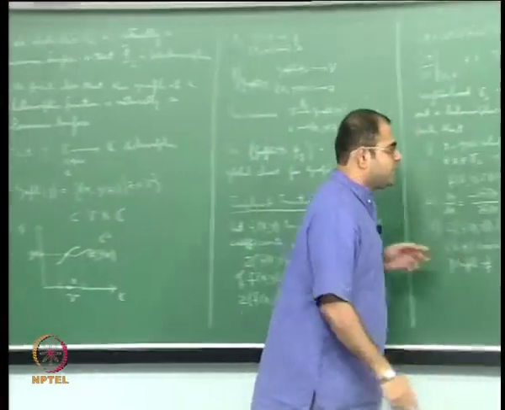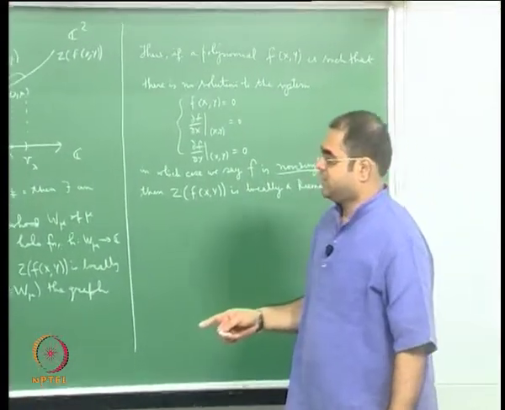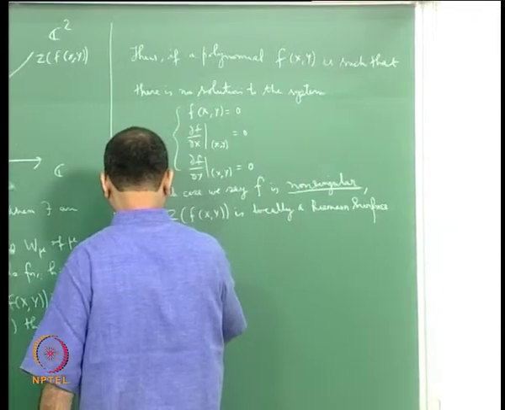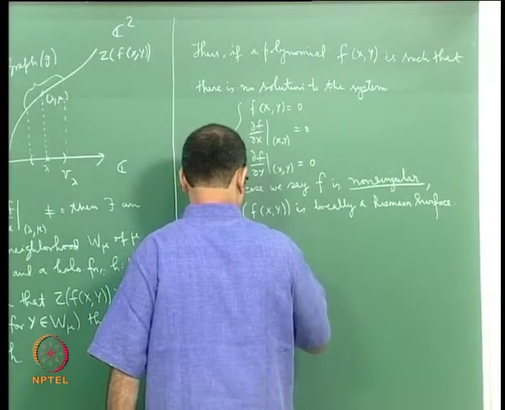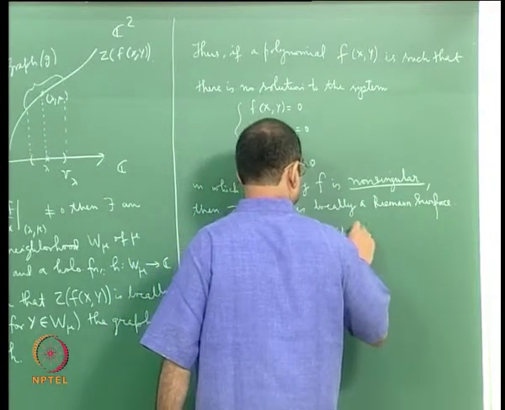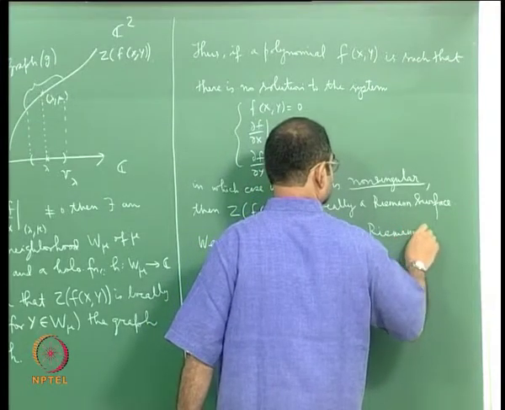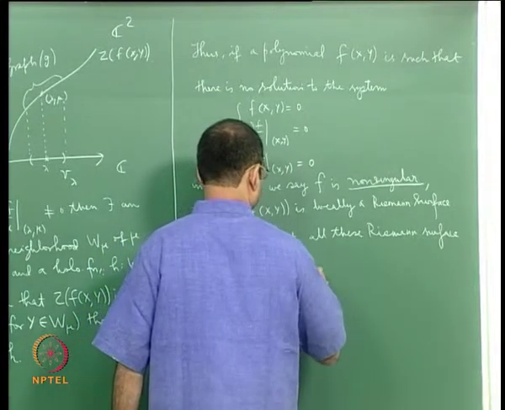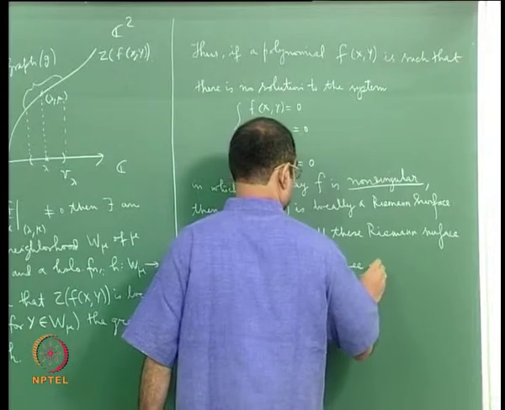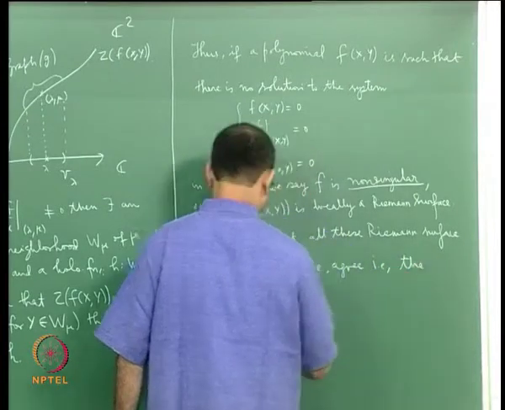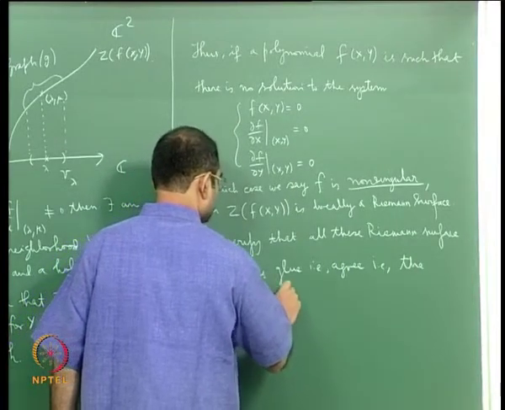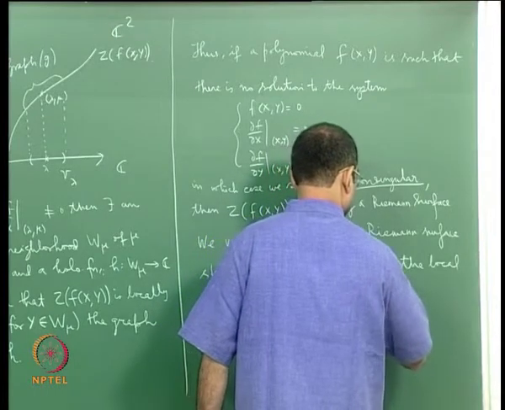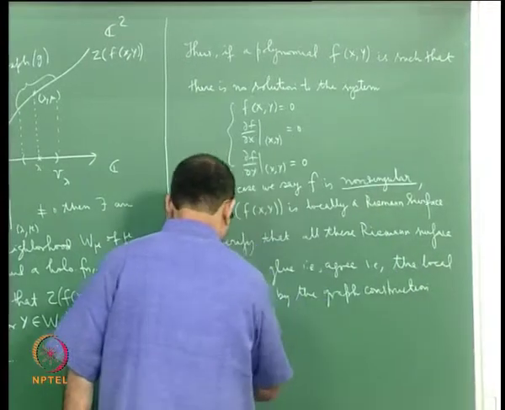So let me go ahead and try to show you why all these local Riemann surface structures give the same Riemann surface structure globally. We verify that all these Riemann surface structures glue, that is agree, that is, the local charts given by the graph construction are mutually compatible.